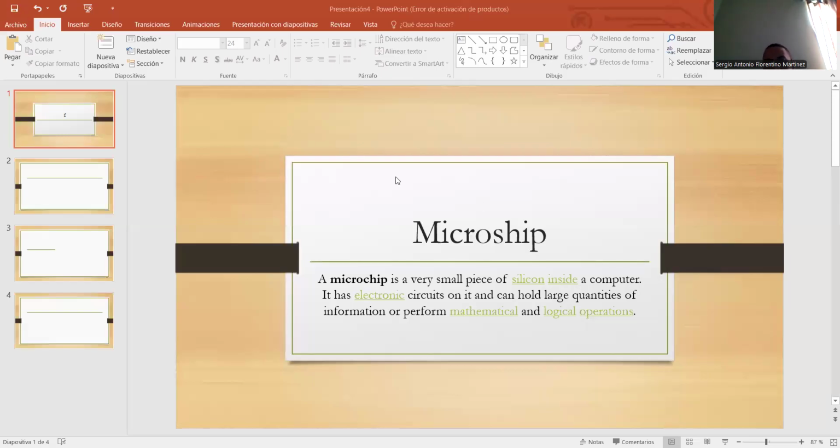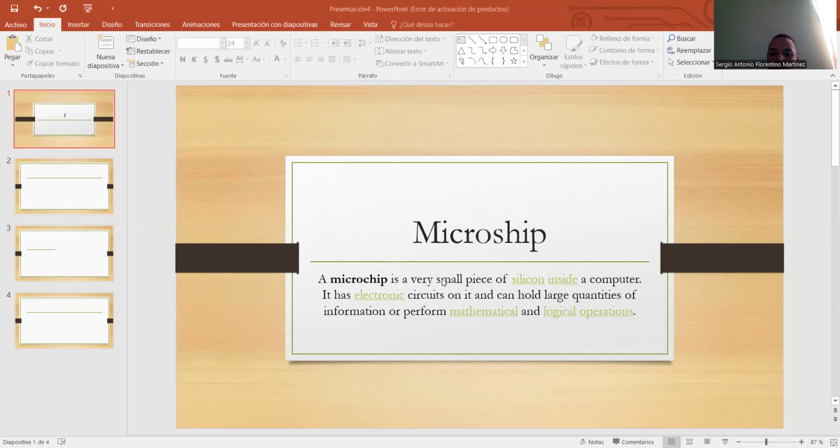Okay, today I'm going to talk to you about the microchip. The microchip is an important circuit device because it's very important in all electronic devices, right? Let me tell you a short definition, a short meaning about the microchip.